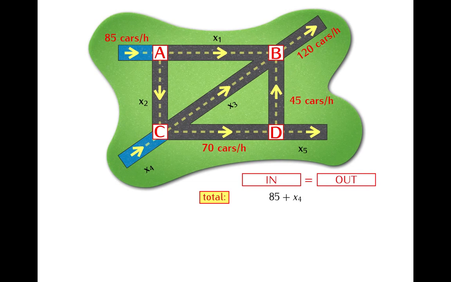On the other hand, we also have two streets via which traffic leaves the network. The street leaving from the intersection B carries 120 cars per hour, and the street leaving from the intersection D carries x5 cars per hour. So altogether there are 120 plus x5 cars per hour leaving the network.